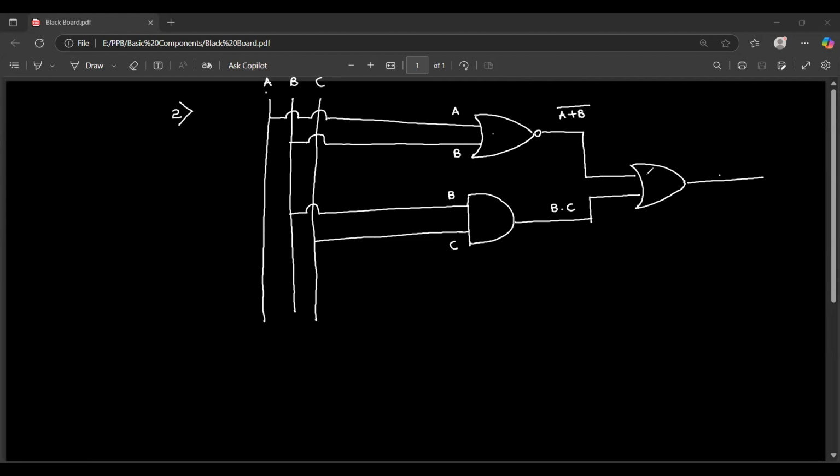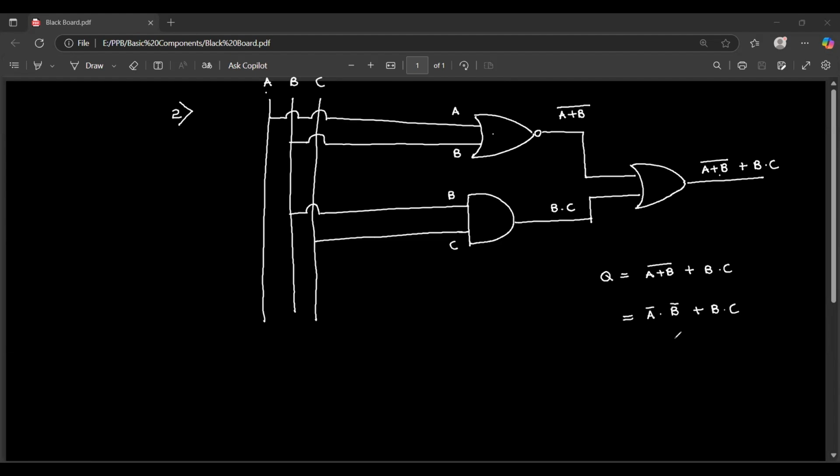Since this is an OR gate, the output will be A plus B whole thing bar plus B dot C. So this is what we have. If you break this down, let's say Q is equal to A plus B whole thing bar plus B dot C. Then here we have A bar dot B bar plus B dot C.